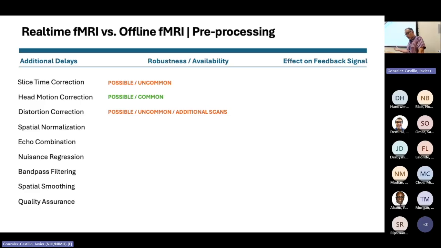And if you were to do it, then you're going to have an additional scan. You're going to need that field map or that blip up, blip down. So you're going to have to think about where you put it relative to everything else, whether it needs to be done just at the beginning, or a few times during the session.